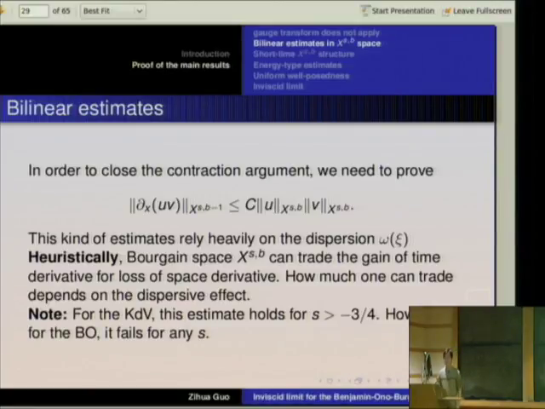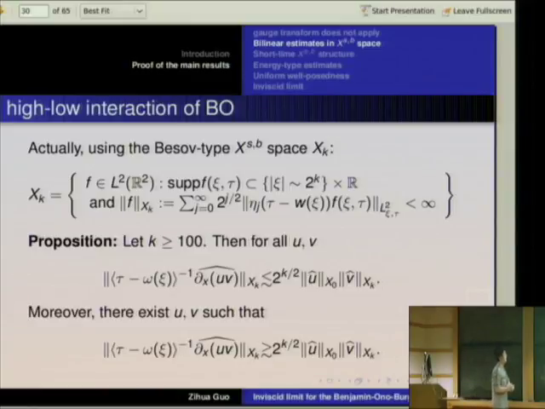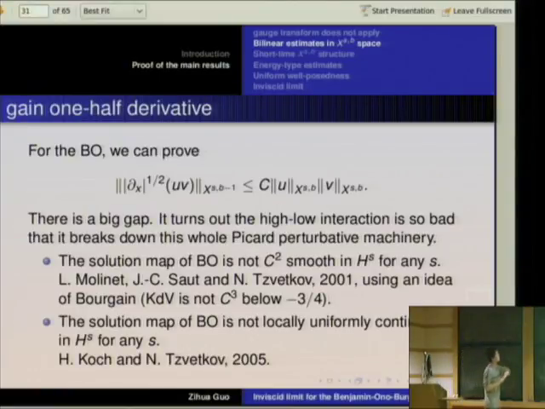But this bilinear estimate fails for any S because of the high-low interactions. The high-low interactions are actually very bad. You see, this is the dyadic piece of the XSB space. If you measure the high-low interactions, so this is low, this is high, you can only get 1/2. See, there's a big gap. So you see, basically there's no such factor. It would be nice, but this factor is essential. So for the BO equation, one can only show such a result, only 1/2 derivative in space. So that's very far, right? Because the derivative is missing 1/2.